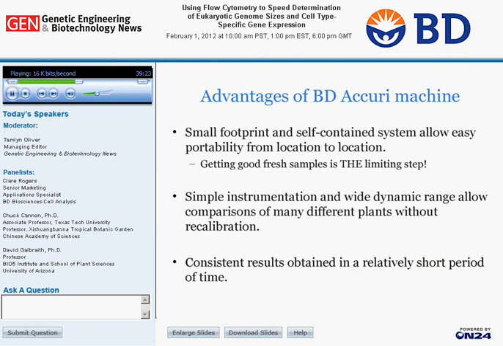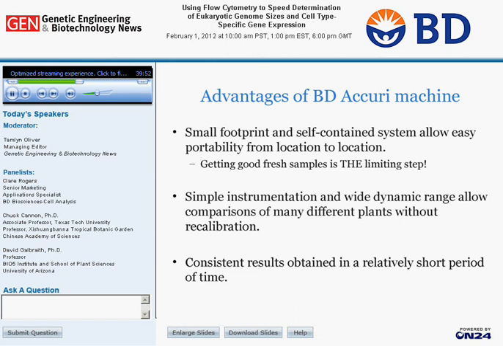So the advantages of the BD Accuri machine that we found so far is that the small footprint and the self-contained system easily allow us to move it around from location to location. So we're working in a botanic garden. It's quite a remote place. It's an hour drive from the nearest airport, which is an hour flight from the nearest major city. So it's very convenient to be able to take this machine to this botanic garden because, as I mentioned, the tissue is very critical. So getting good, fresh samples is really a limiting step.